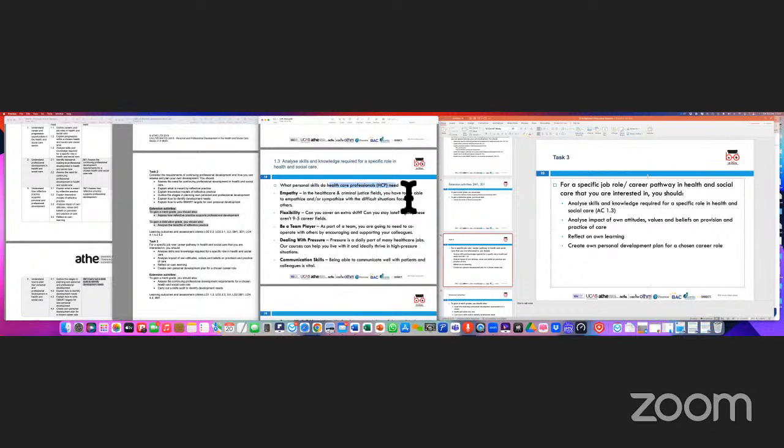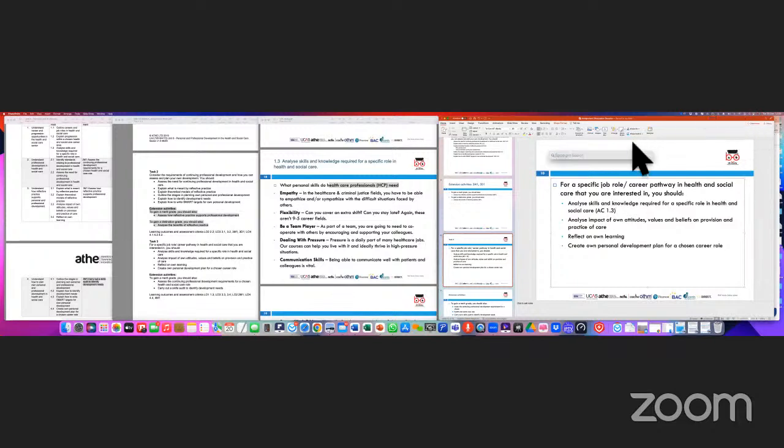So this bit that you look at in terms of task 1.3, again, keeping in mind a particular role, like a healthcare professional, you need to be able to do your SWOT analysis, and you need to be using your skills audit to reflect on the specific skills I need to be able to do my role in health and social care.